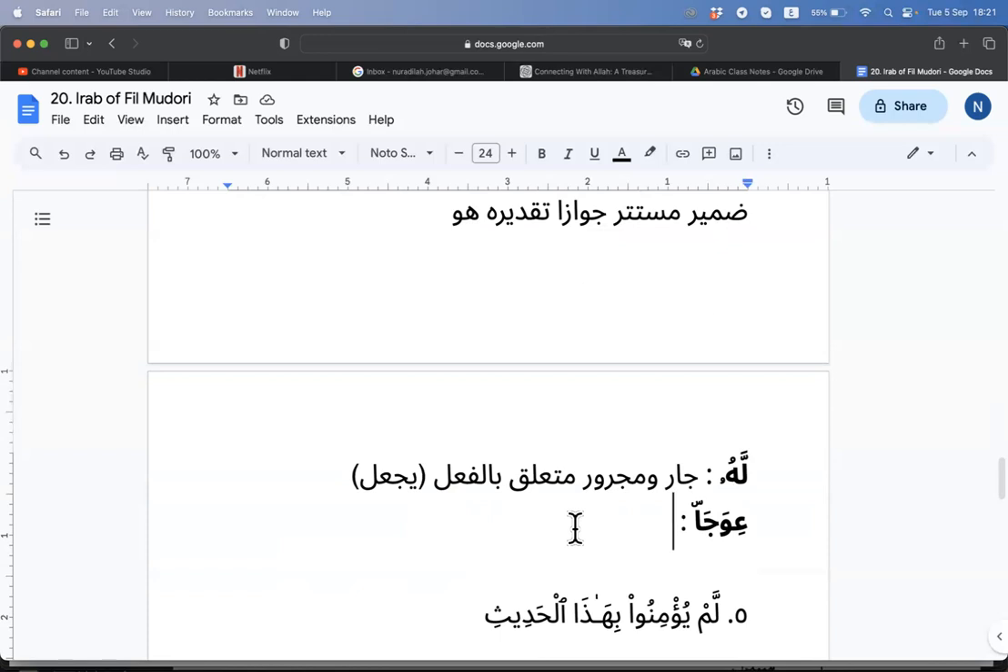Iwajan is a fi'il? Actually this is iwajan, it is an ism. What status? Ism mansub, so it is maf'ul bih, mansub bil fathah. Can you translate for me?